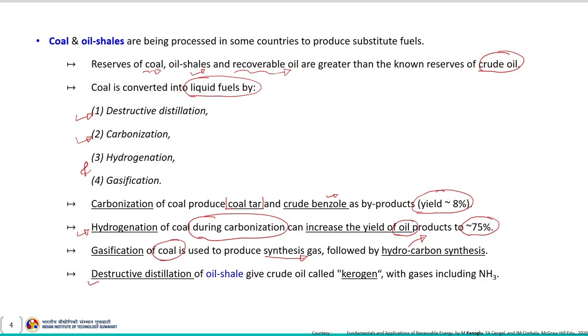The destructive distillation of oil shale gives crude oil, which is also known as kerosene, with gases including ammonia as a byproduct. These are basically some conversion techniques to convert coal into liquid fuels.